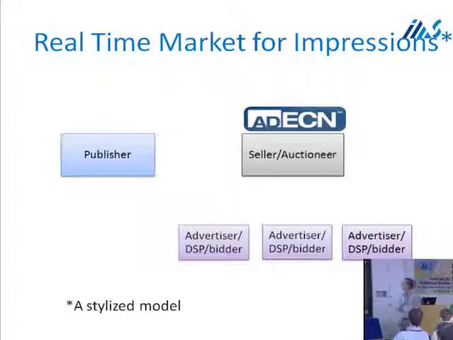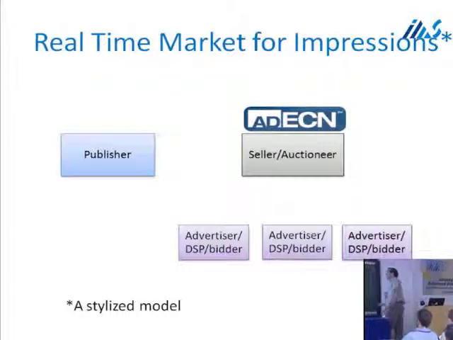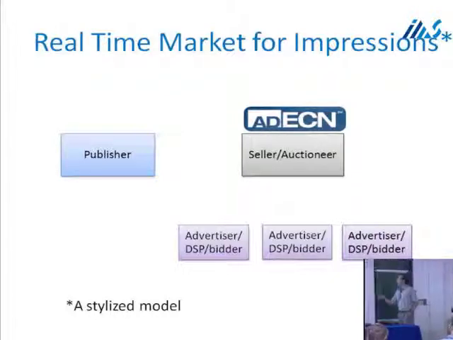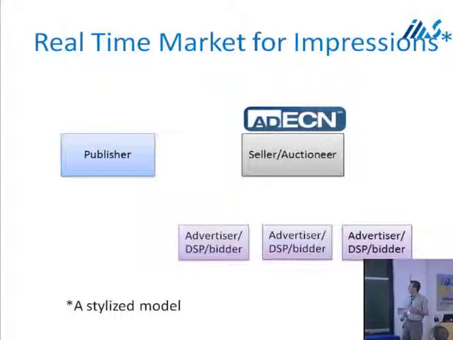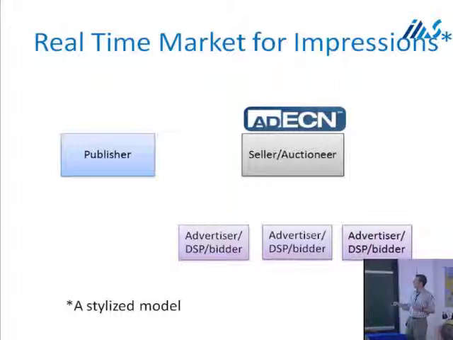So let's think about this real-time market for display ads, and I'll present a very stylized model in which we have this seller. AdECN is the Microsoft platform, but there are platforms for Yahoo and Google. And there is the publisher, which in this case is the guy that has the web page. And there are advertisers that are interested in these impressions. Once an impression comes, the publisher sends it to the market, to the seller, in order to sell it to the advertisers.